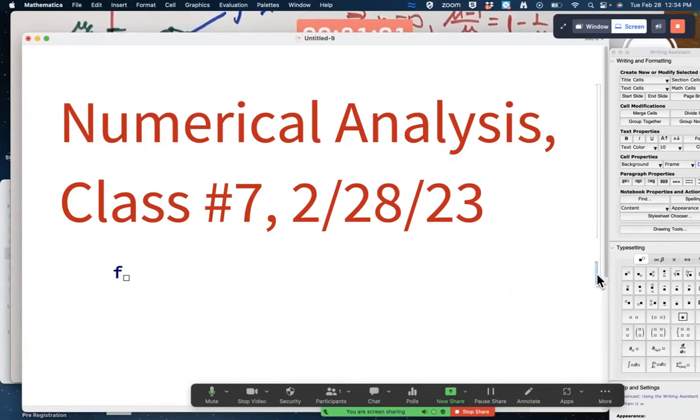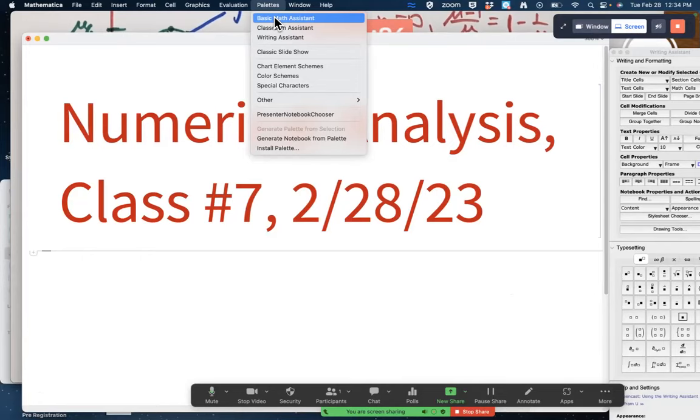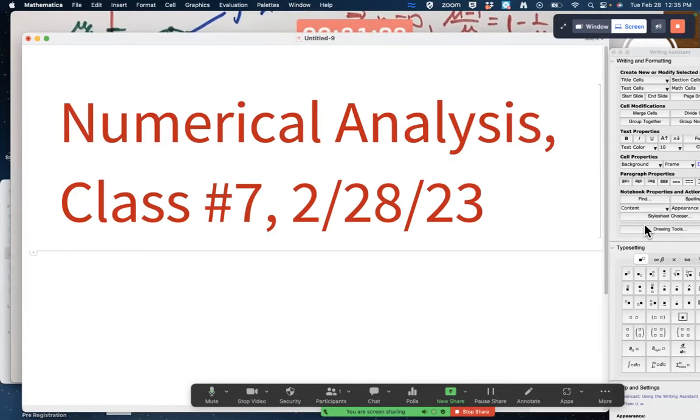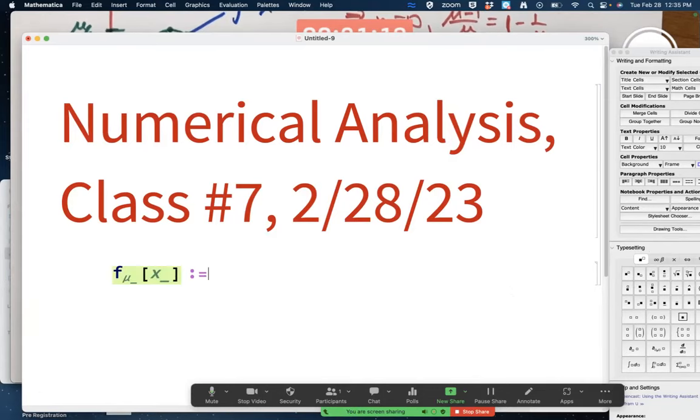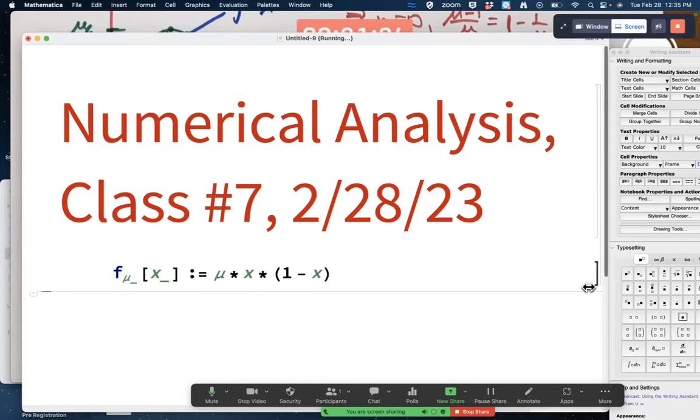First of all, I like using the subscript button here in the writing assistant, which you can get to through the palettes menu. F sub mu of x. So I'm making, again, the parameter mu a subscript, which is fine to do here in Mathematica. And the variable itself is inside the square brackets. So I've got mu times x times 1 minus x. Enter that. That's my logistic function.